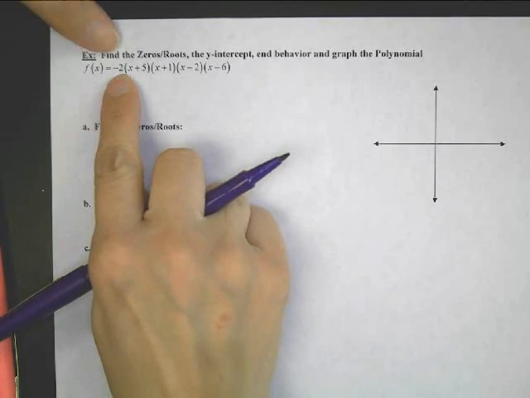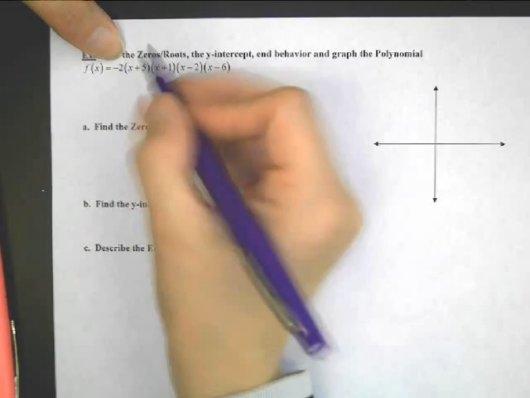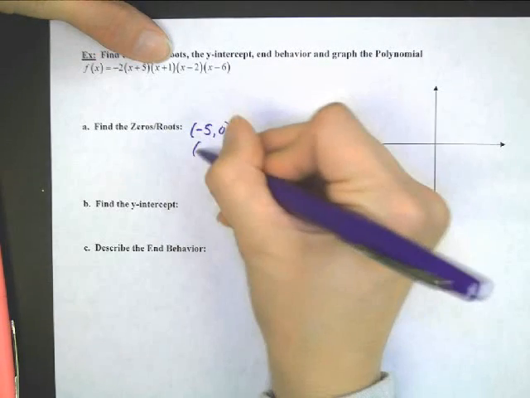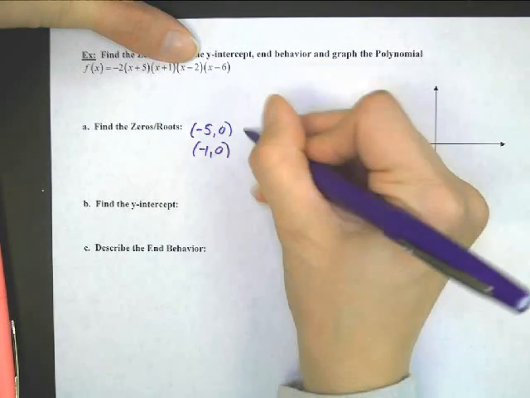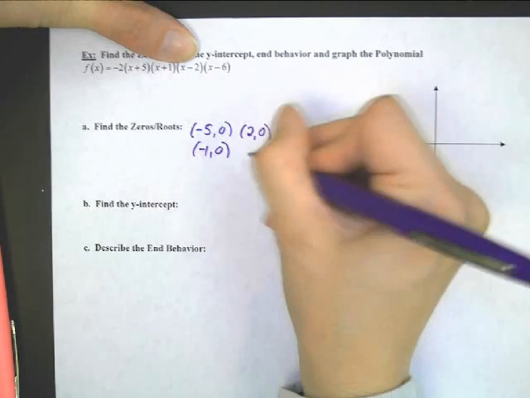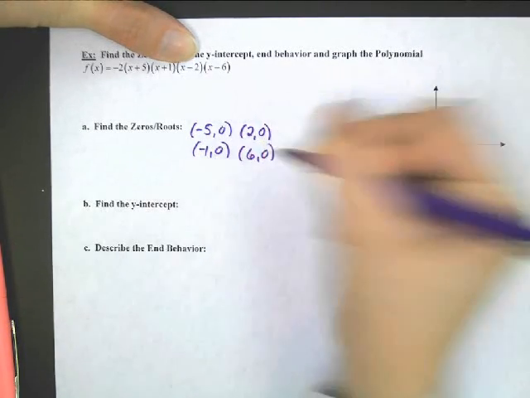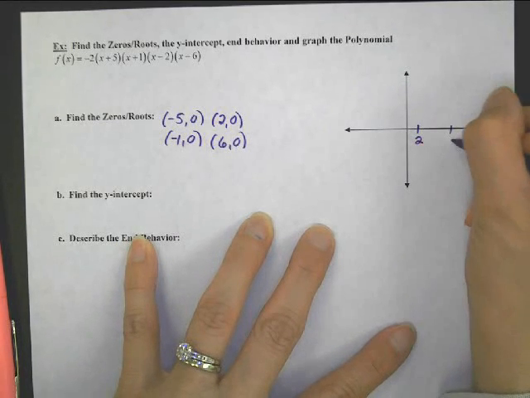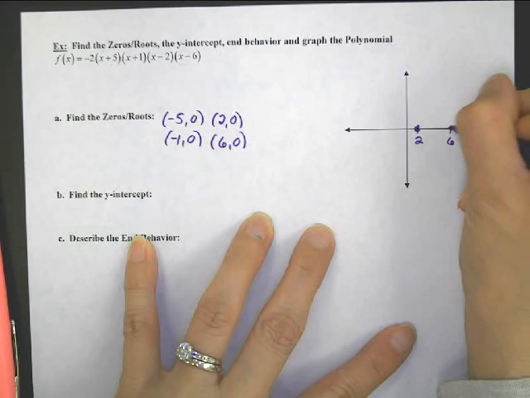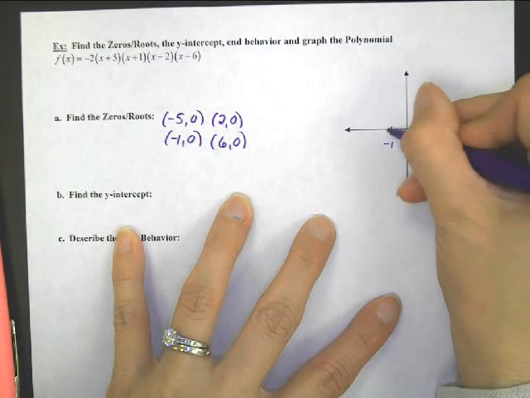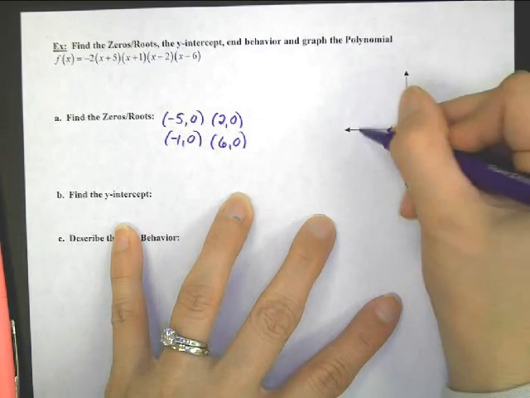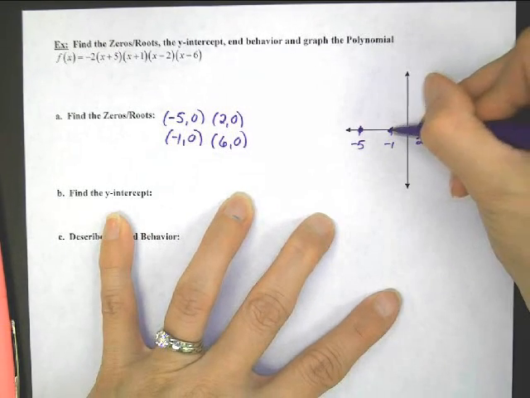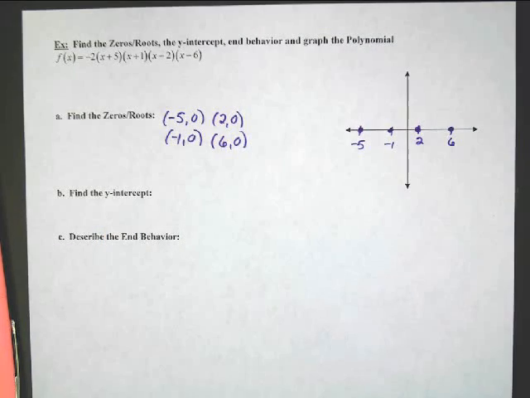Okay, -2 is not an x, so that's not an x-intercept. The first one is going to be -5, 0. -1, 0, +2, 0, and 6, 0. So let's go ahead and get these on the graph. 2 and 6. Go ahead and put your points on it. -1 right there, and -5. Okay, make sure you put numbers and put some nice clear points. Put some nice dark points for me to grade.